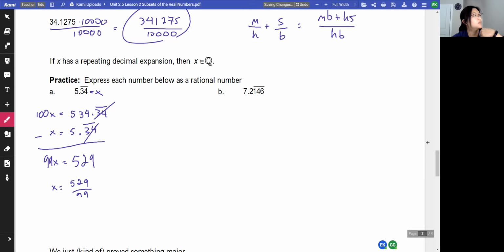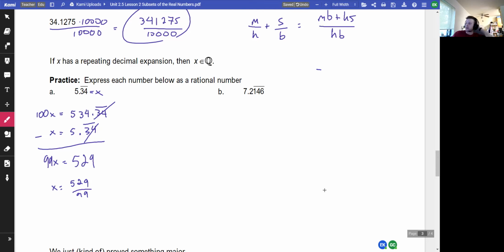Oh, wait, can we check that that is actually the number? Pull out the calculator. Hey Siri, what is 529 divided by 99? Oh my gosh, you got it. It picked up the wrong thing and had no idea what I wanted. So 529 divided by 99 is exactly what we wanted.